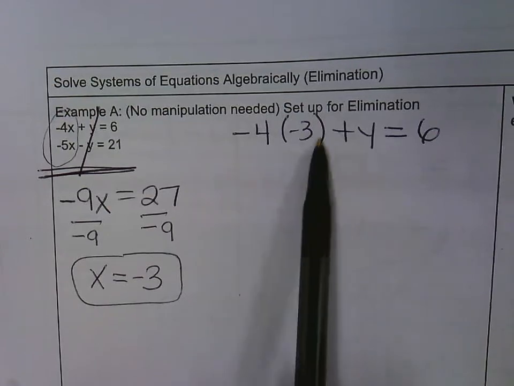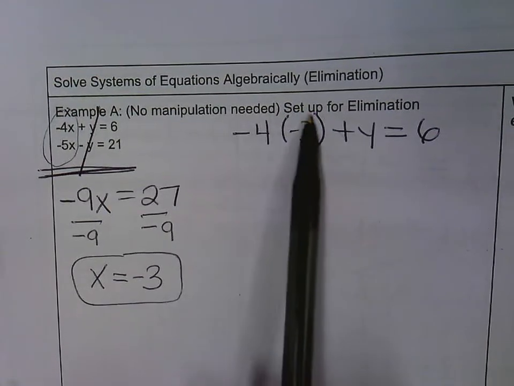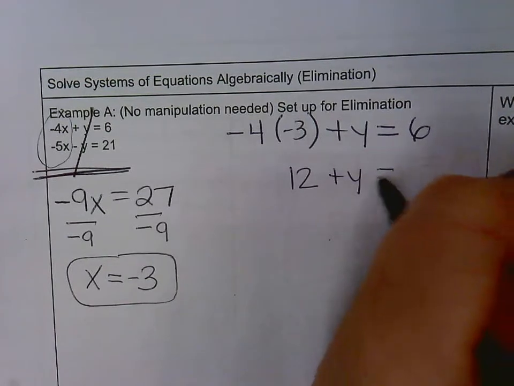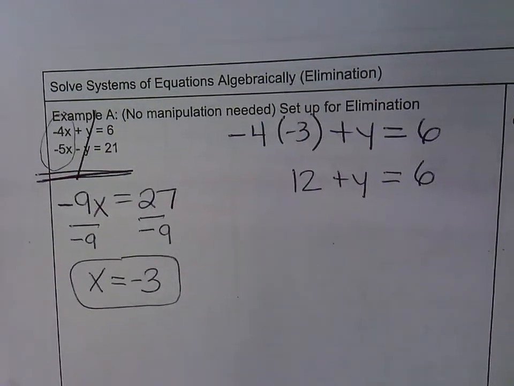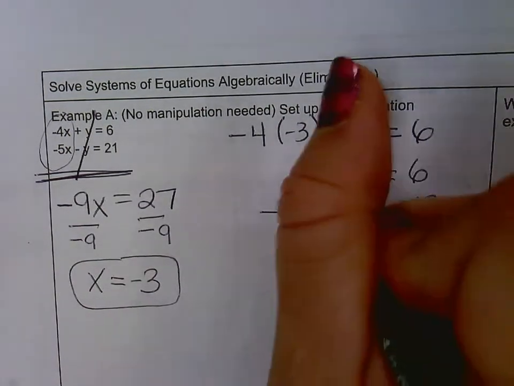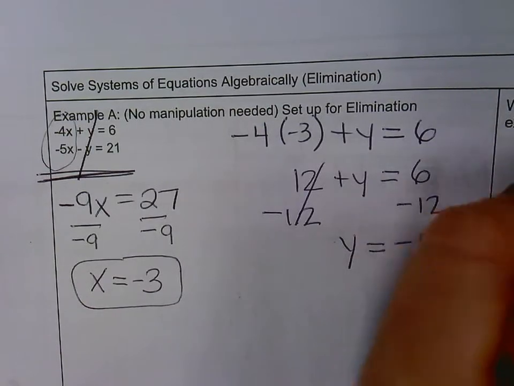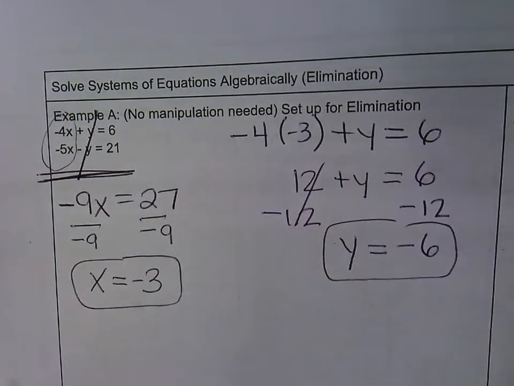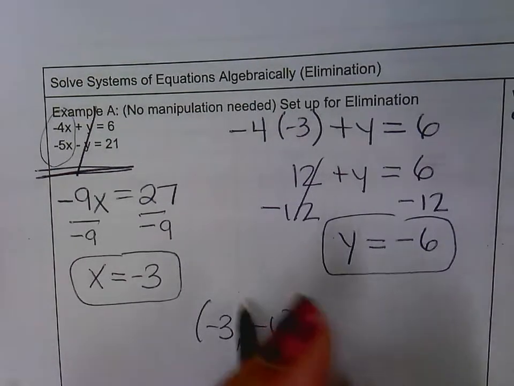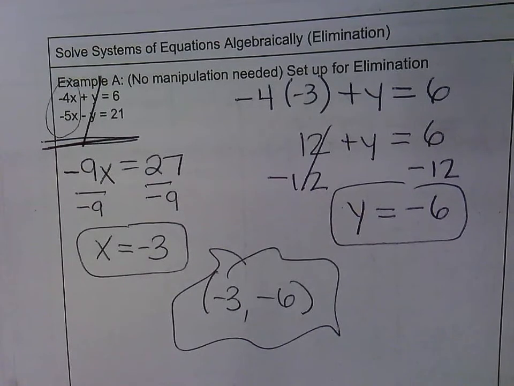What is a negative 4 times a negative 3? That's positive 12, right? So I have 12 plus y equals 6. And what's my last step to get y by itself? Subtract 12 from both sides. So I would get negative 6. So don't judge that method yet. I like it, especially if it's already set up. It makes my job pretty easy.